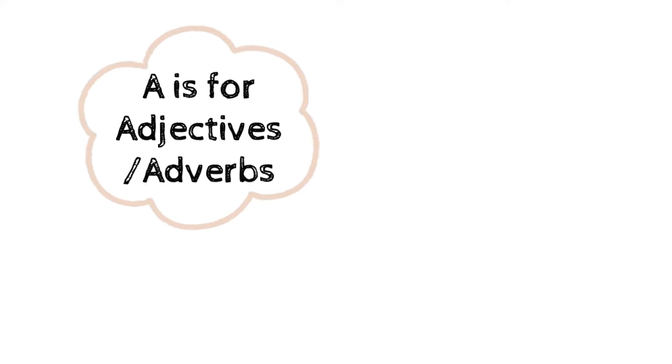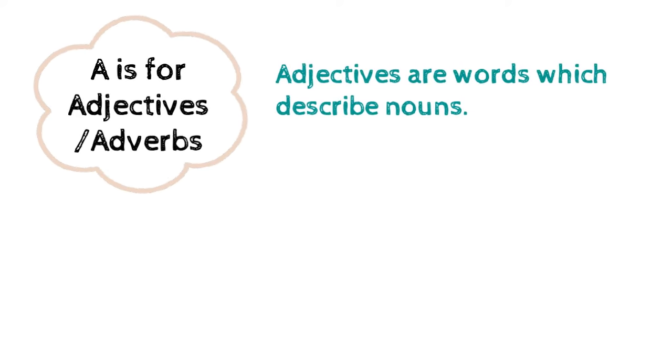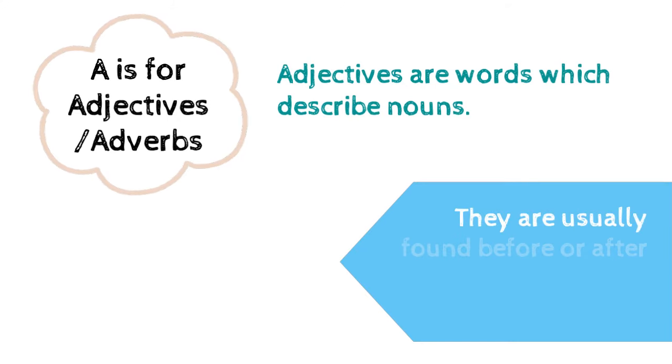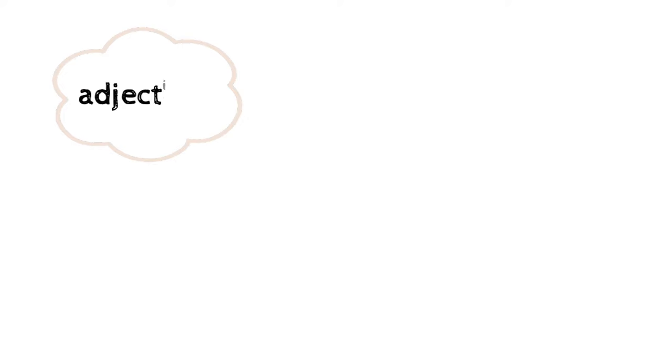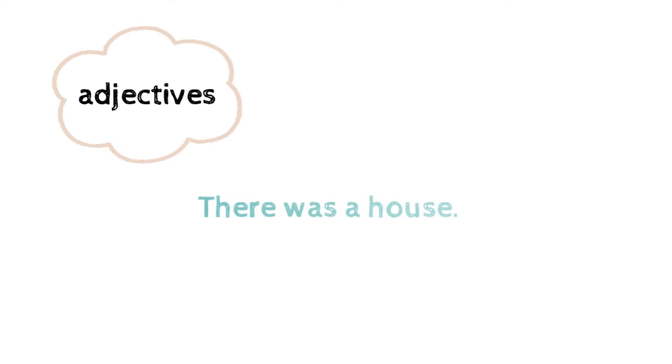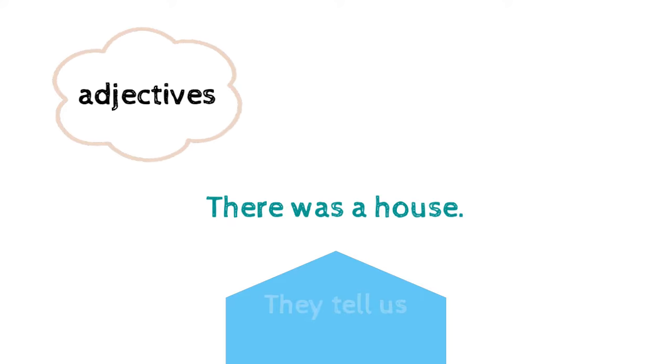A is for adjectives and adverbs. These are two specific word classes in English. Adjectives are words which describe nouns. They are usually found before or after the object or thing they are describing. For example, look at the sentence, "There was a house." This sentence has no adjectives, so the reader cannot really imagine the type, size, style, condition of the house. That's what adjectives do. They tell us what kind.